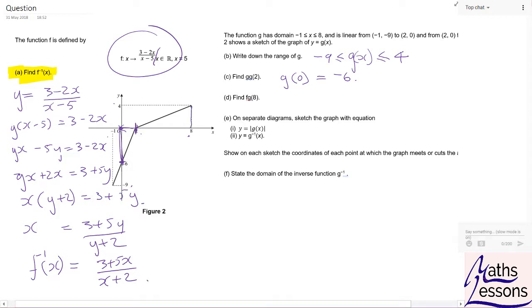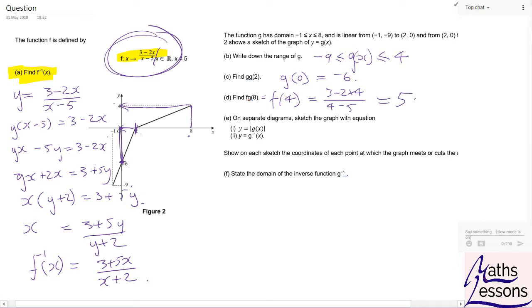Well, g of 8 is equal to 4. So that's equal to f of 4. And we know to find f of 4, we're just going to put it into here. So let's find f of 4. So f of 4 will equal (3 minus 2 times 4) over (4 minus 5). So that's 3 minus 8, which is minus 5, divided by minus 1. That will give us 5.